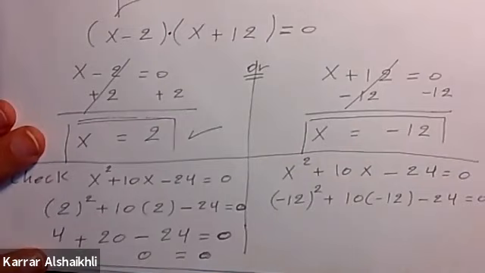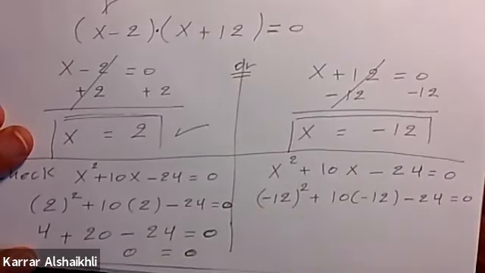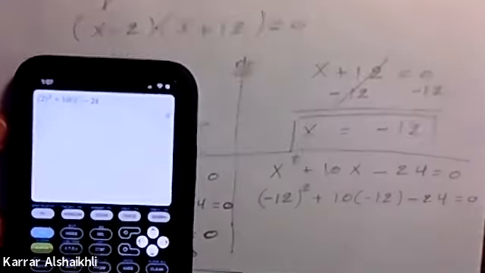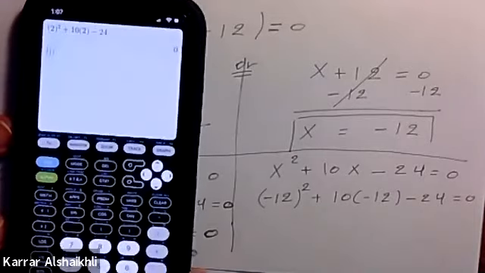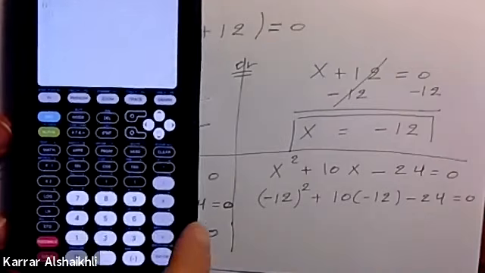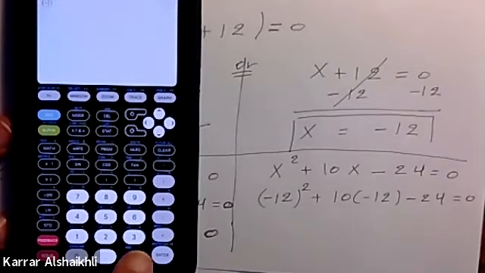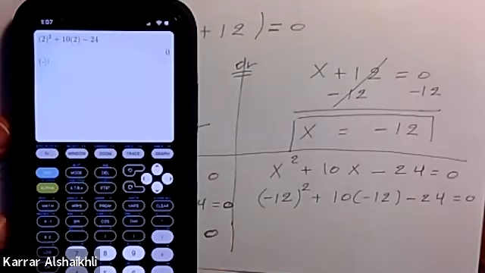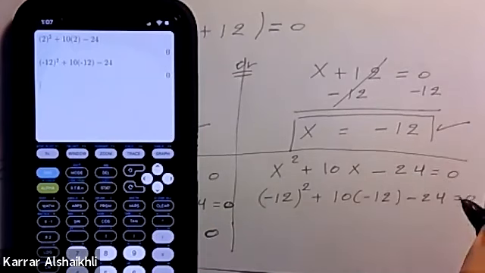You see, from this part, I can plug in everything in the calculator. So I'm going to open parentheses, check, here is the negative sign. This is the negative sign. So negative 12 squared plus 10 times negative 12, close the parentheses, minus 24, the result is going to be 0. That means both sides are going to be 0, so this one also is going to be a solution.